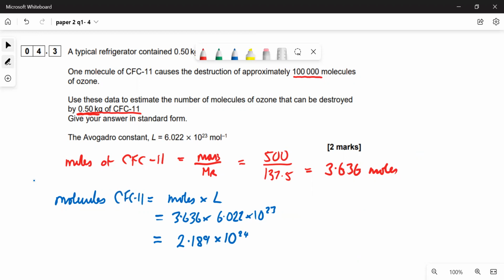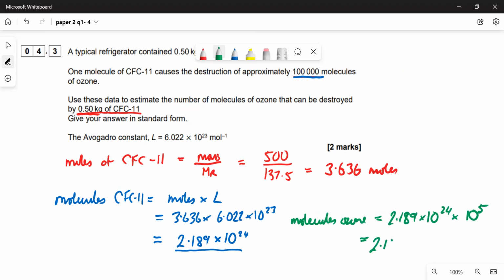So we've got that many molecules of CFC11, and it tells us here that each one of those can destroy 100,000 molecules. So let's do molecules of ozone destroyed then. It's going to be that number, 2.189 times 10 to the 24, multiplied by 100,000, which is 1 times 10 to the 5. So that comes to 2.189 times 10 to the 29 molecules of ozone destroyed.